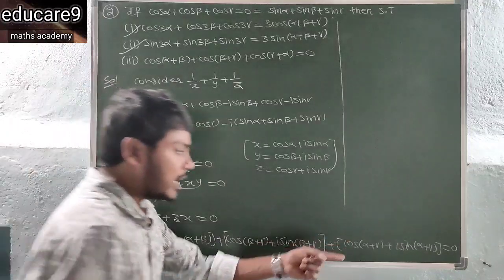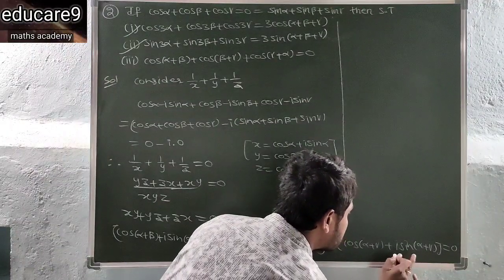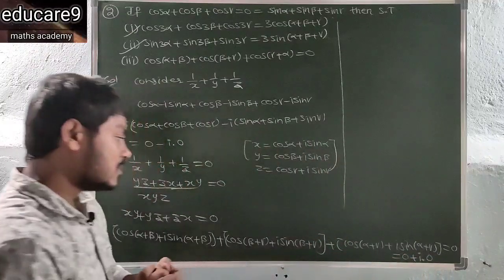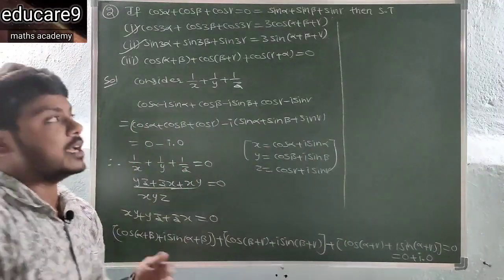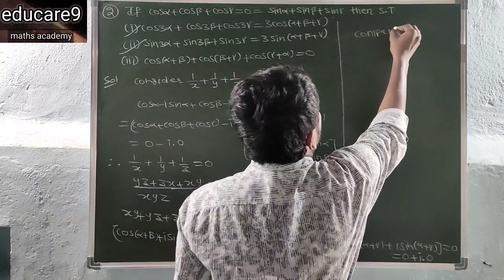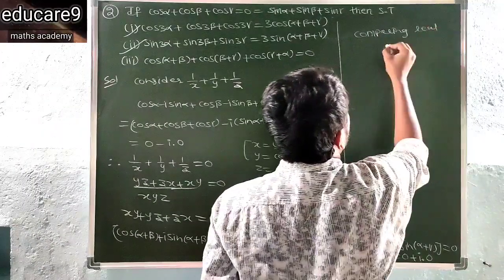Now this 0 can be written as 0 plus i into 0. Now comparing both the real and imaginary parts, or comparing real part.